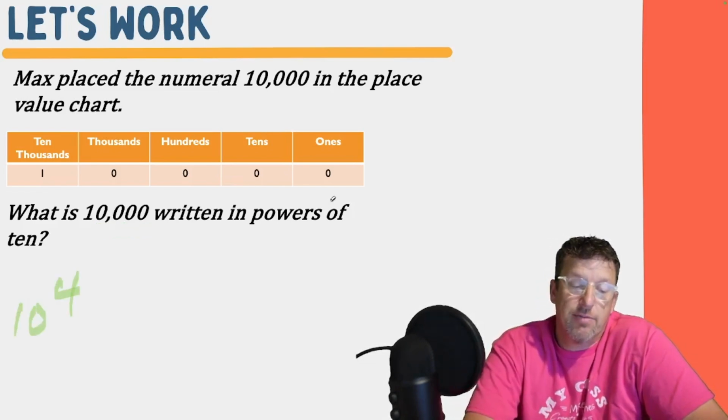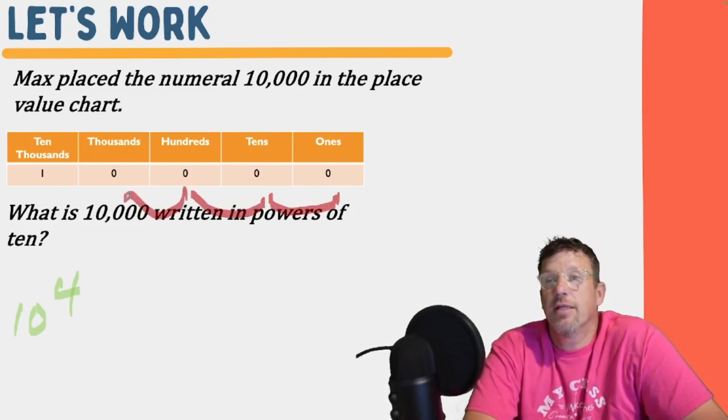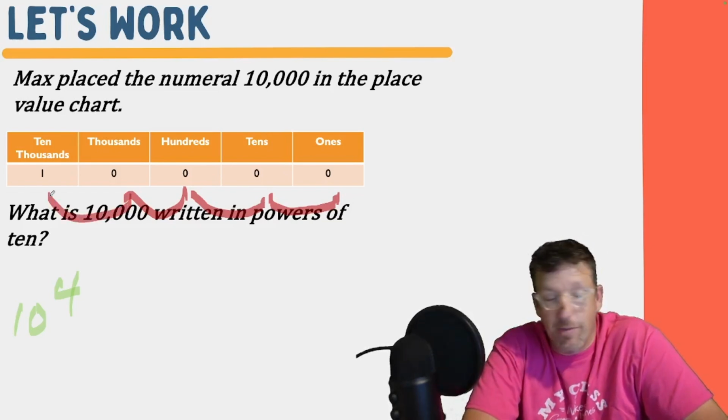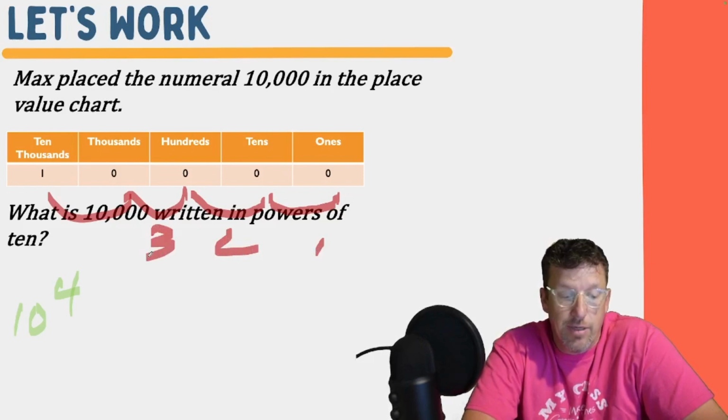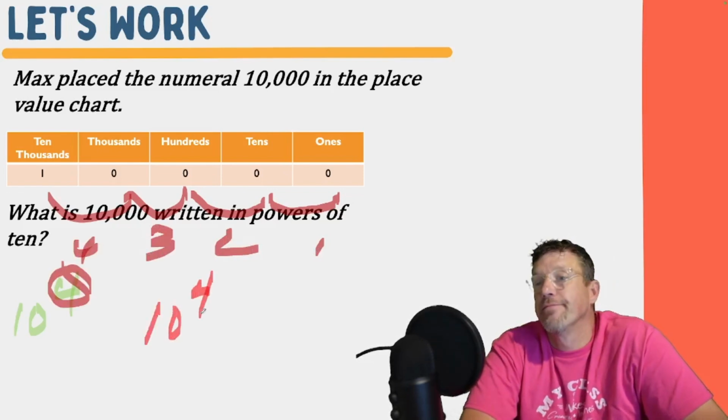So we have this right here. We have the 1, which would be here. And then we're 10 times bigger to get to the 10, 10 times bigger to get to the 100, 10 times bigger to get to the 1,000, and 10 times bigger to get to the 10,000. You can just count it on a place value chart. What is that? 1, 2, 3, 4. 10 to the 4th. Pretty cool, huh?